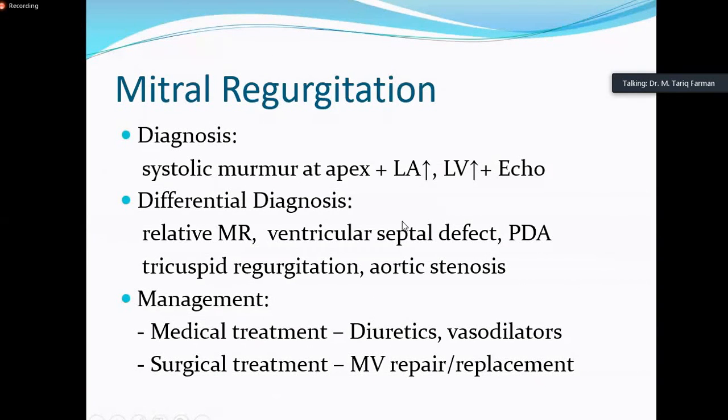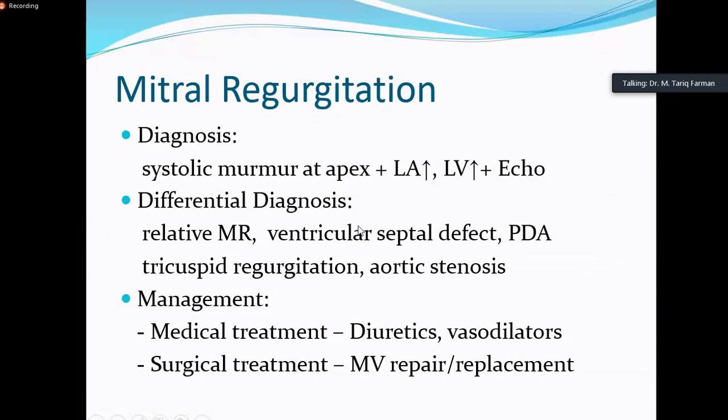If someone asks you the differential diagnosis of the systolic murmur, you must know that in VSD there is systolic murmur, in PDA there is systolic as well as diastolic murmur, in tricuspid regurgitation there is systolic murmur, in aortic stenosis again there is a systolic murmur. But the character of the murmur in all these diseases is different. In mitral regurgitation, it's a pansystolic murmur, usually found over the apex, and it radiates towards the axilla. These are the typical characters of the systolic murmur of mitral regurgitation.